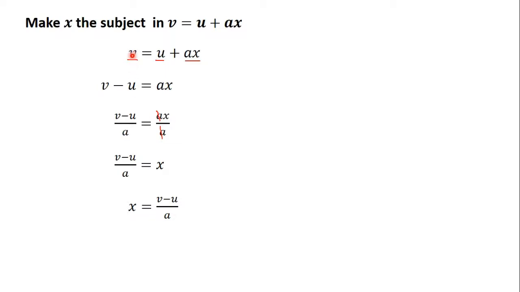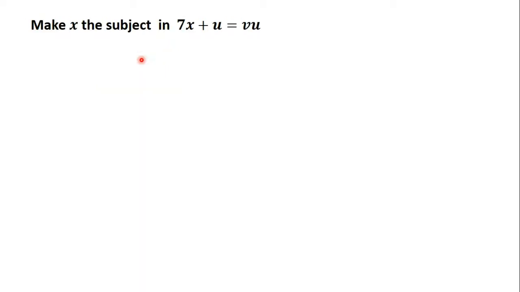So you see clearly from here that we have been able to change the subject from v to x. That is our main goal in change of subject. Make sure that the term containing the new subject is on one side, then all the other terms are on the other side. From there, you simplify. Let's look at the next example.